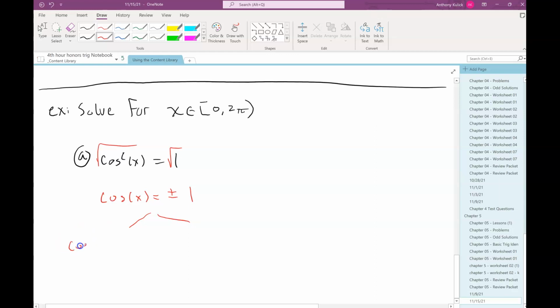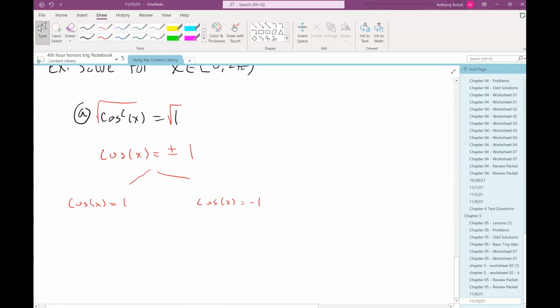That's going to make me break this up and think about it as two separate problems. So cosine x equals 1 and cosine x equals negative 1. Then we can do the cosine inverses.